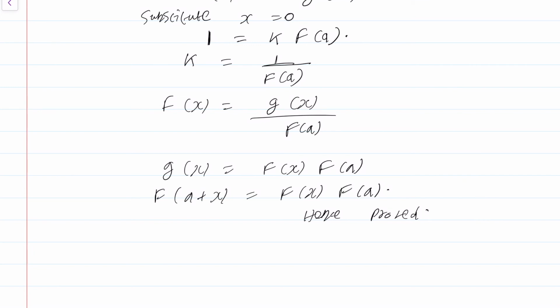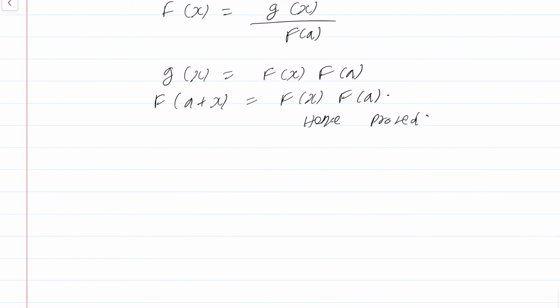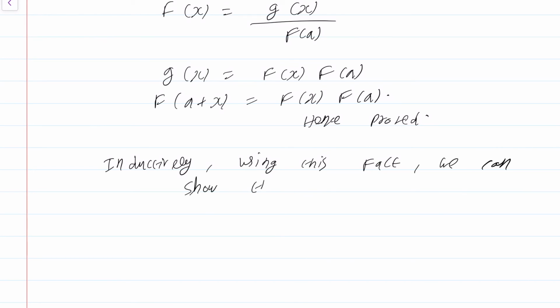So we ultimately wanted to show that f of x plus y is equal to f of x times f of y. We have just fixed y to be a and proceeded with this argument. So ultimately we have got the product property of exponential functions. Now inductively, using this fact, we can show that f of n times a, n in the natural numbers, is nothing but f of a power n.